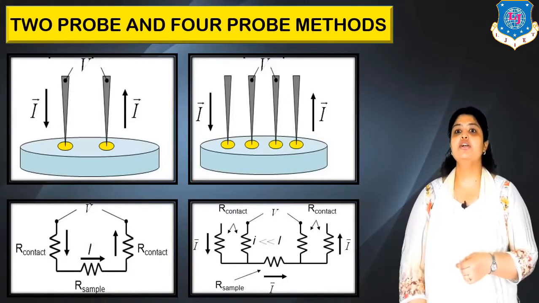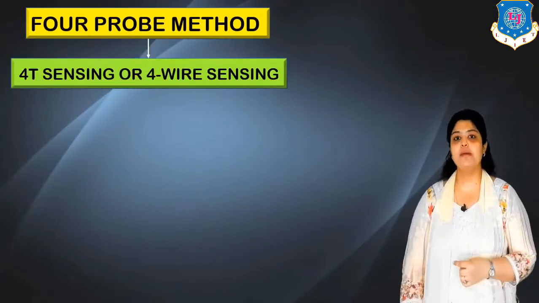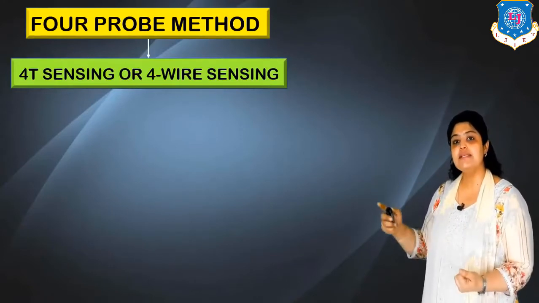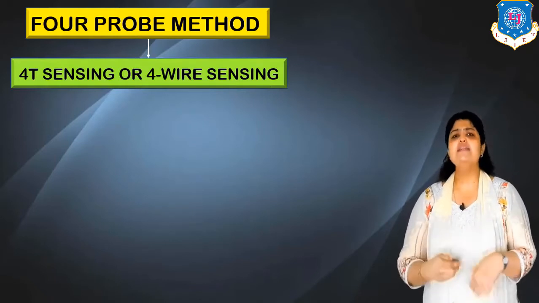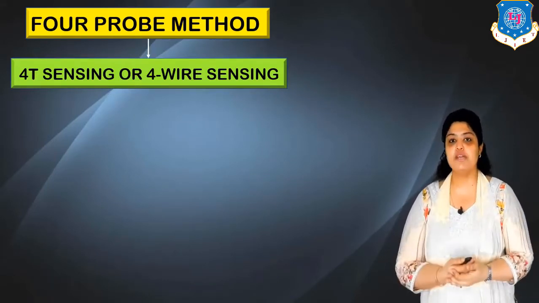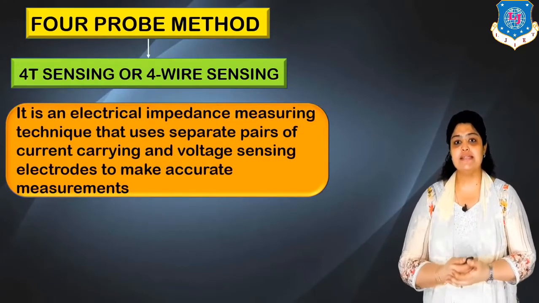Now let us move on to what the 4 probe method is. A 4 probe method is also known as 4T or 4 terminal sensing, or you can say a 4 wire sensing method. Why is it known as 4 terminal sensing? Because of the 4 probes which are used to measure. Let's see what the 4 probe method is exactly.